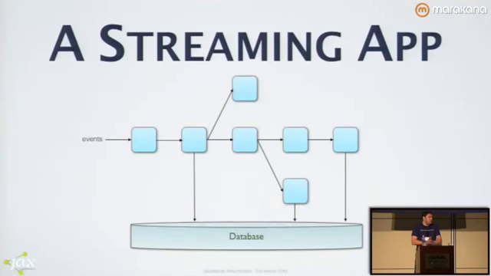Another kind of application is a streaming app. In a streaming application, we have actually real-time events. They come into the system, and they're processed in a pipeline of steps. And the pipeline can branch, actually, but it also runs in a distributed mode, and it can scale. Each of these little boxes here could actually have many instances.